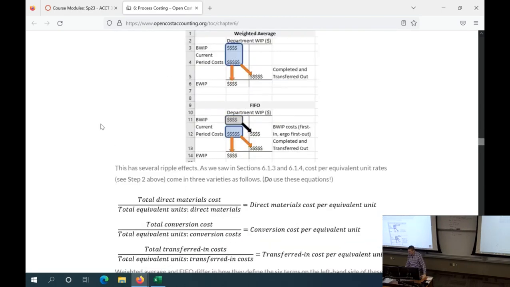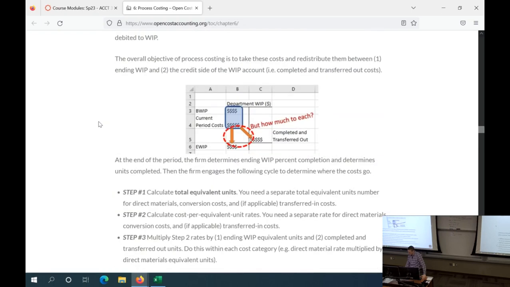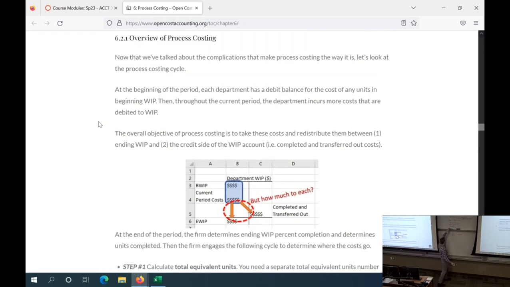And before we get to the tale of two methods, I'd like to point out the basic shape of it. I'll rewrite that. We want dollars over total equivalent units to get a rate. We have our WIP dollars and current period dollars. We're trying to figure out how much is going to be credited out to go to the next department or to finished goods, and how much goes down here.